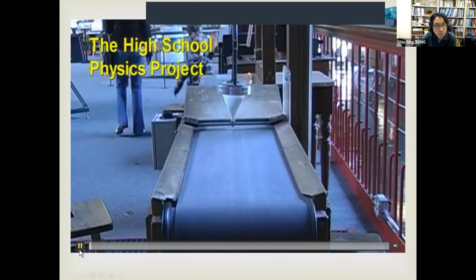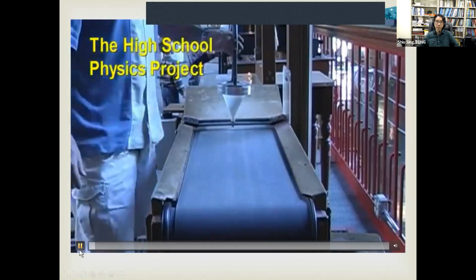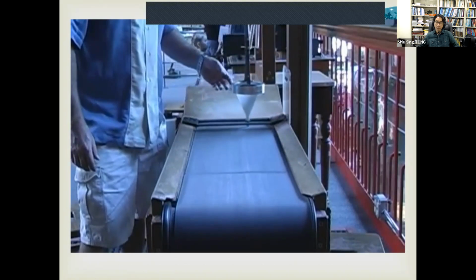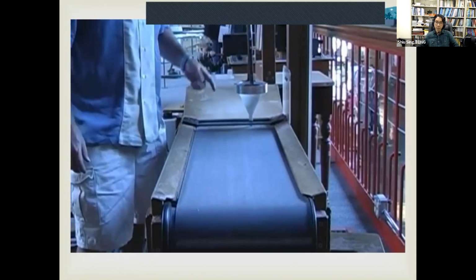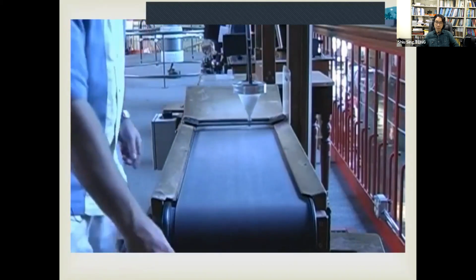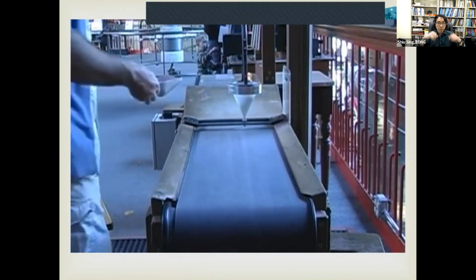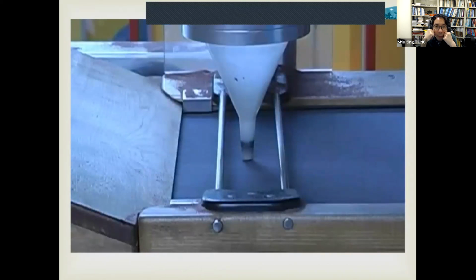Let's see it. All right, here at the Exploratorium, they have a pendulum. Pendulum swings back and forth in simple harmonic motion. Well, this is no ordinary pendulum. This is a pendulum into which we can pour sand. And if we pour sand, it's going to fall onto this table. Watch what happens.